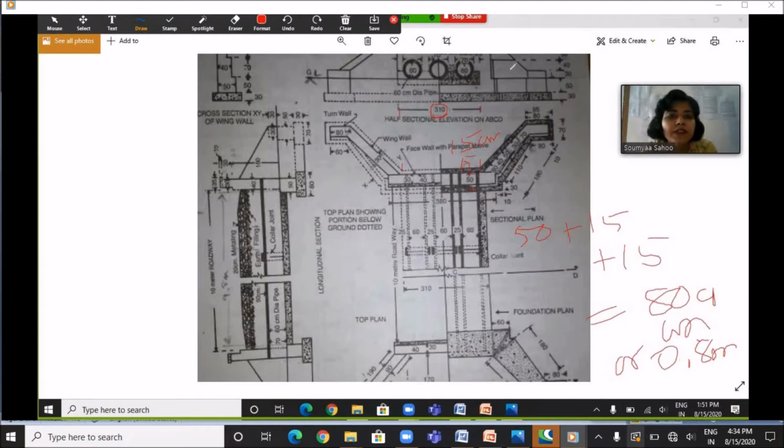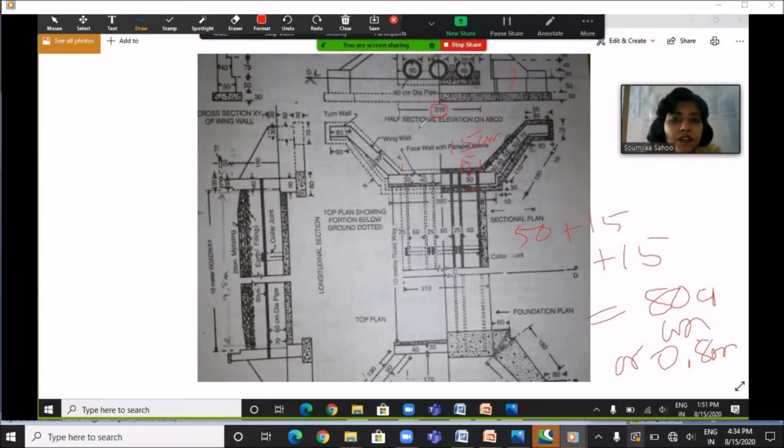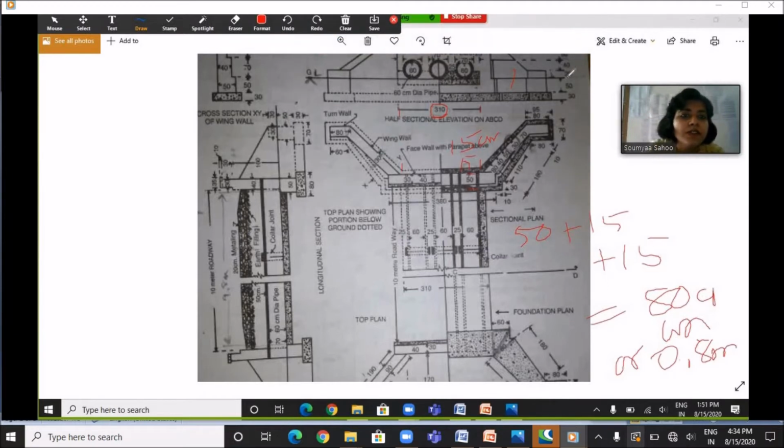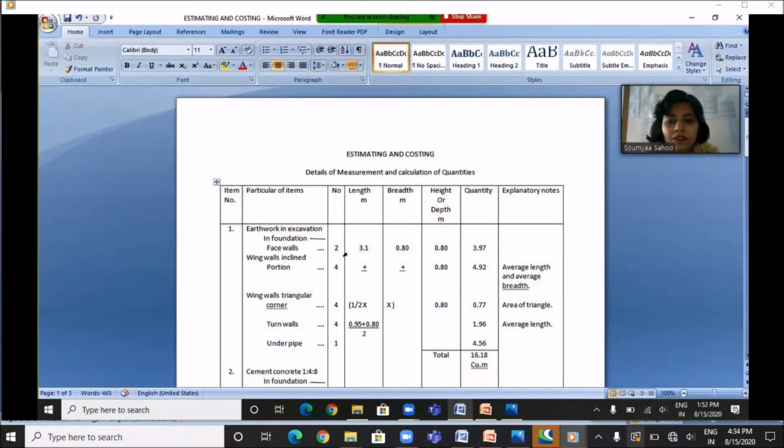And what is its depth? If you see the half sectional elevation on ABCD, the excavation work is to be done below the ground level. So this is the ground level, below which the depth is here. It is 50 centimeter and 30 centimeter. So 50 plus 30 is equals to 80 centimeter or 0.8 meter. So in 0.8 meter, the excavation work is to be done. So the number of face wall is 2, length is 3.1 meter, width is 0.8 meter, height is 0.8 meter, and the quantity I have already calculated. It is 3.97 cubic meter.